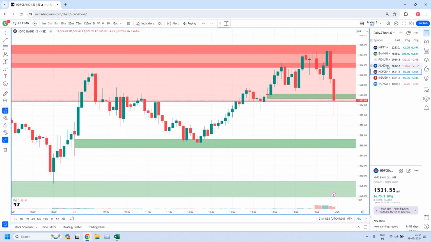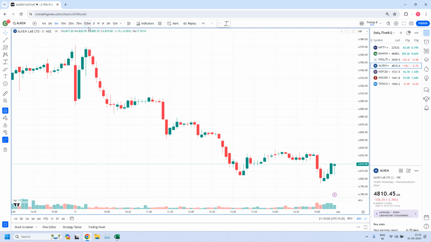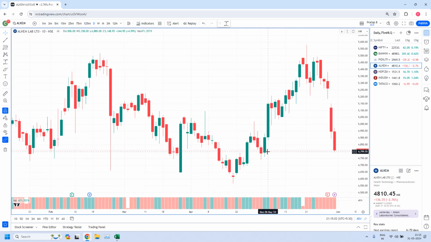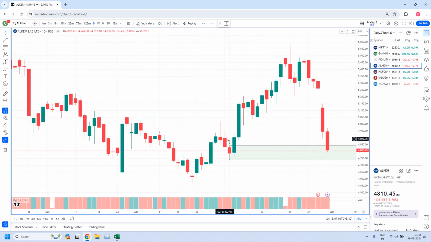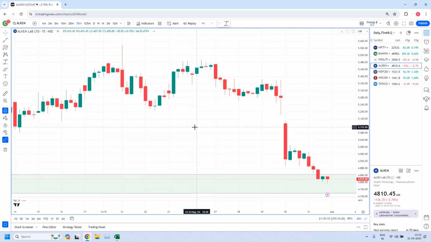And the next one is Alchem. This is a daily high liquidity demand zone. We have a drop base rally, price closed inside the zone. You may ask why we didn't fine tune. That means 75 minutes zone structure is not good.